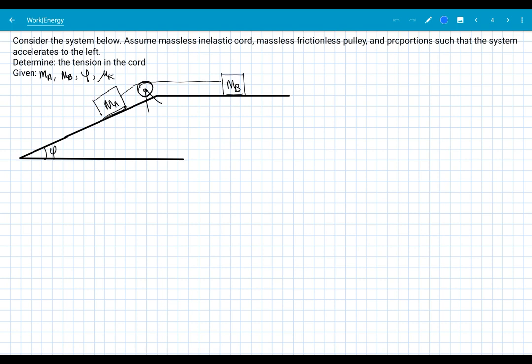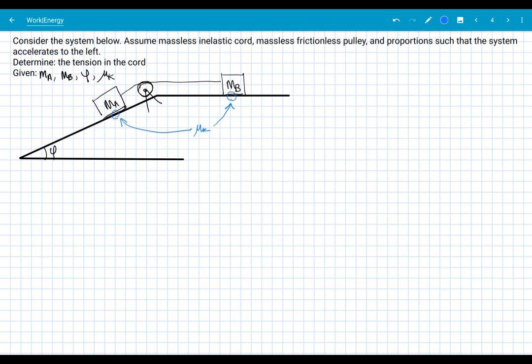We are using energy conservation, or energy analysis as I call it, as our approach. So our givens here are the two masses, the angle of incline, and the coefficient of kinetic friction. So here is just one coefficient for both these interfaces. I know that could potentially be two, but for simplicity, we'll say that is the same coefficient that both of the interfaces have. We're asked to determine the tension in the cord here. Another thing we're told is that we can assume that the system accelerates to the left. So that gives us something to think about here.